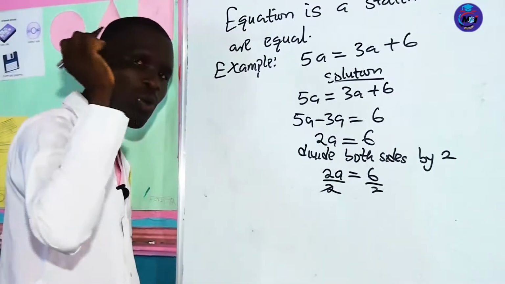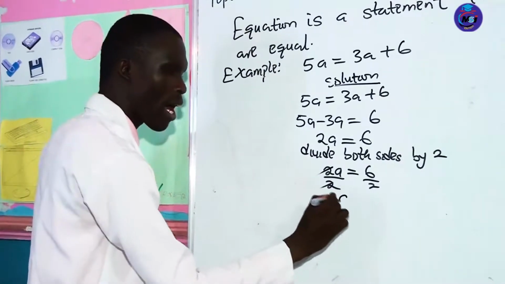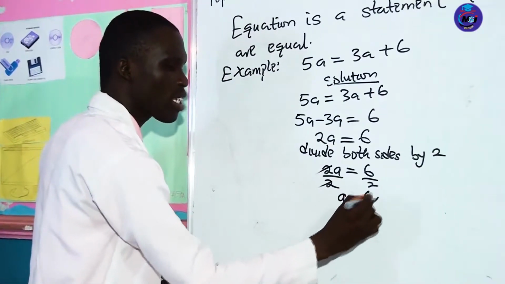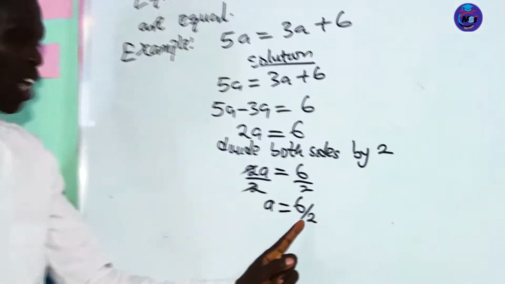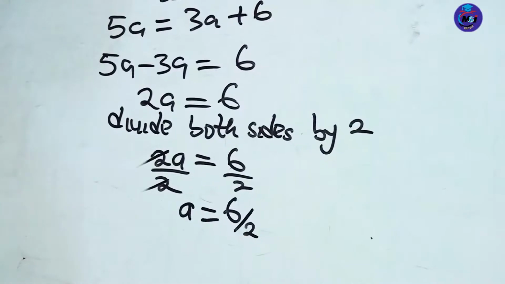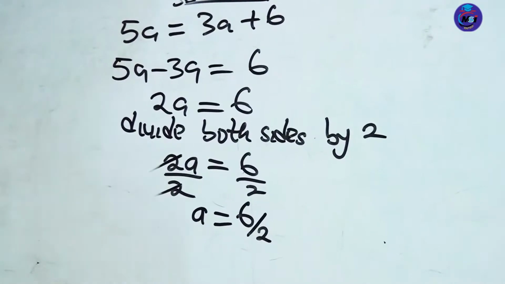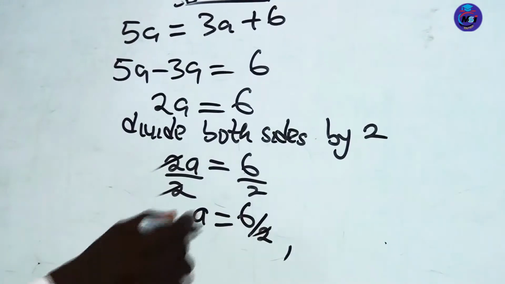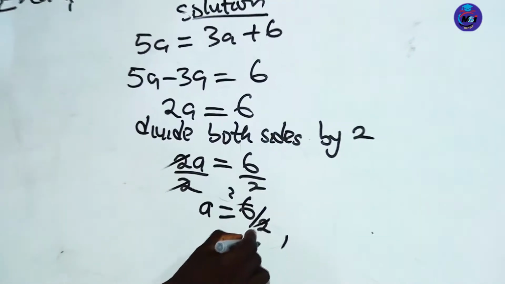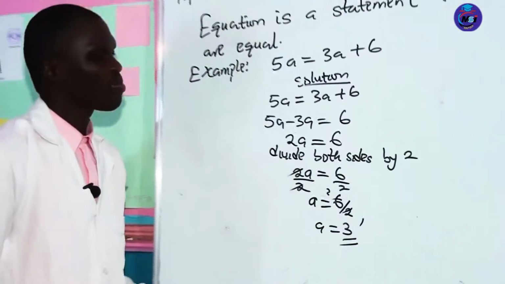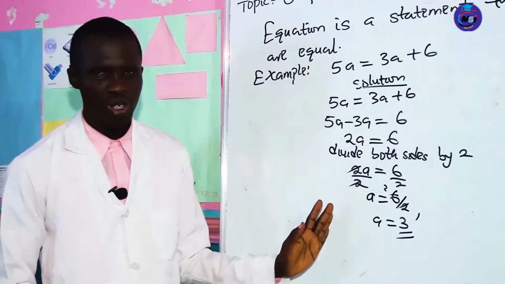These 2s will cancel. Therefore we have a equals 6 all over 2, pardon me. 6 all over 2. So let's divide. We have 6. We want to cut it into 2. 2 here, 1. 2 here, 3. So a will give us what? 3. This is telling you that this is equation.